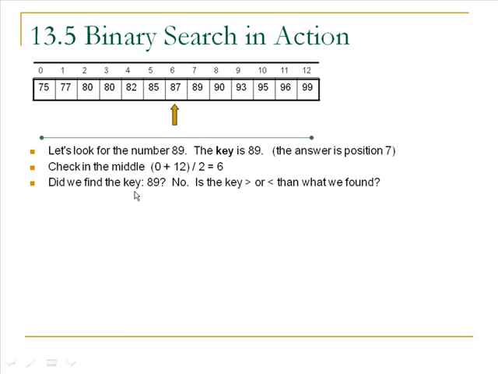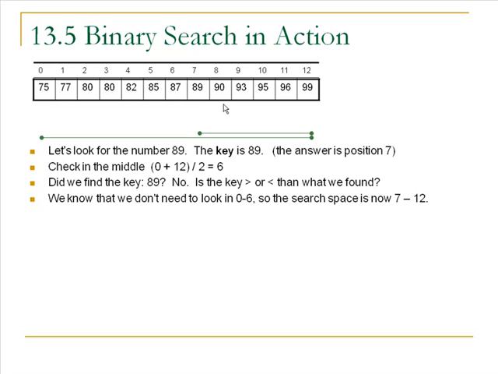Did we find what we were looking for? The key, we were looking for 89. Well, we did not find it there in the middle. We found 87. So then we ask, is the key greater than or less than what we found? So the key is 89. It's greater than 87. So what we can do now is say our search space is now in the range of 7 through 12.